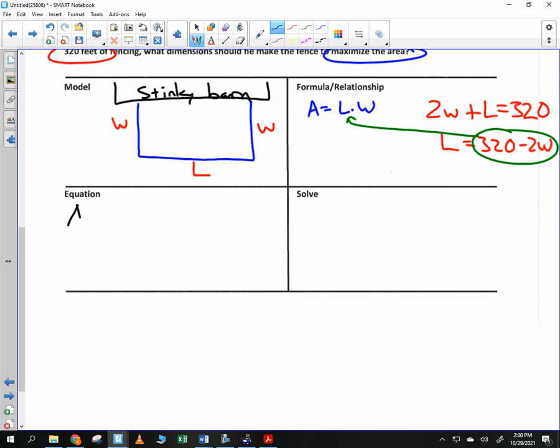What is my equation? A is equal to what? 320W minus 2W squared. That's my function. What shape does it make? Upside down parabola. Fortunately for me, an upside down parabola has a maximum. Maximum happens at the vertex. Wish I had a formula for vertex. Negative b divided by 2a.